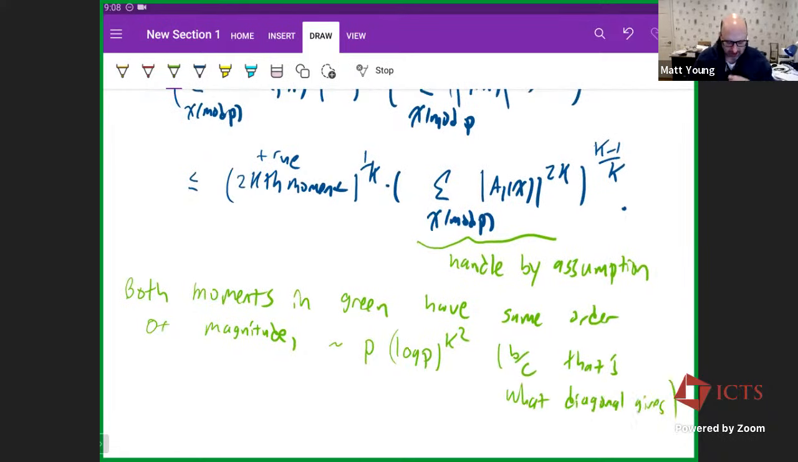Okay, and so then if you just rearrange and solve for the true 2kth moment, we get a lower bound on the true 2kth moment, and then you just do the calculation. Everything has the same order of magnitude, and so you still get the same order of magnitude for the true 2kth moment. So if you want to see more details, there's this short paper of Rudnick and Sarnak.